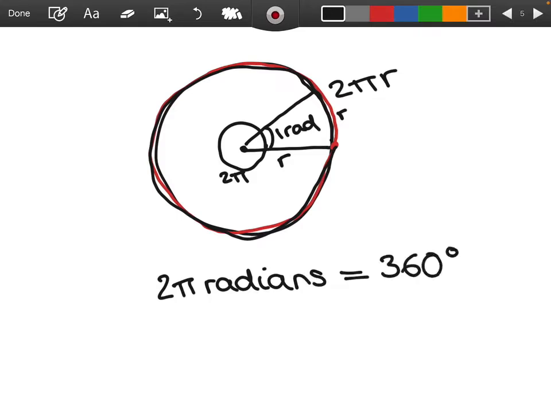And we know that inside a circle I have 360 degrees. So all we have done here is divide both sides by 2 to tell me that 180 degrees must equal pi radians.